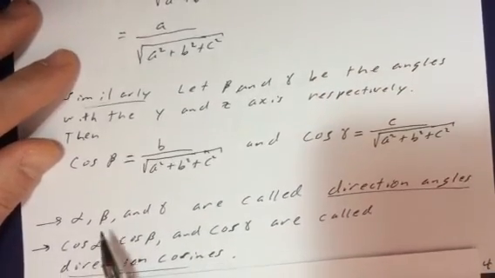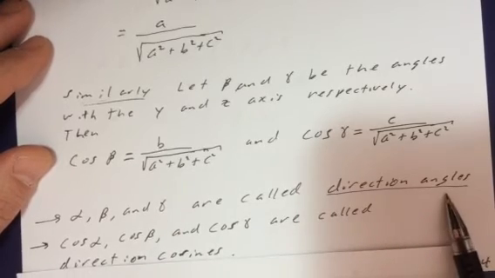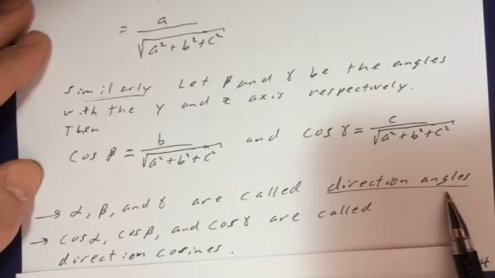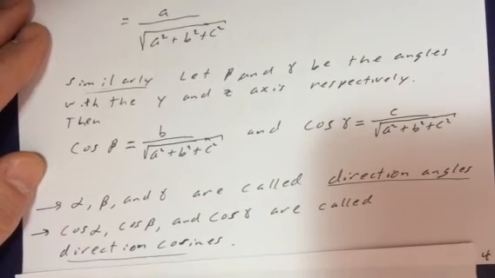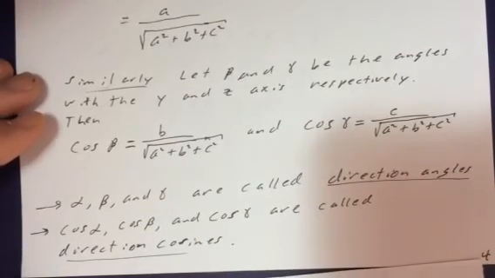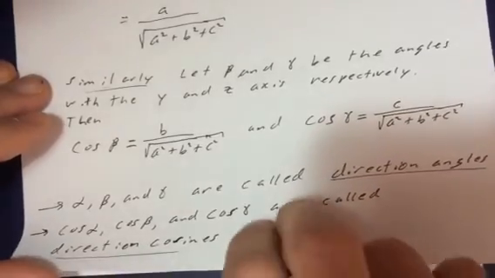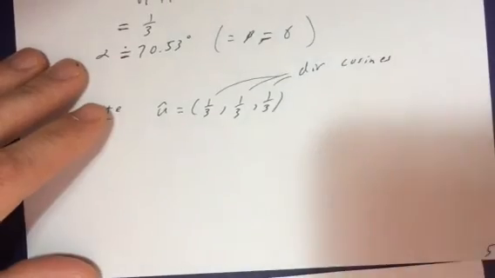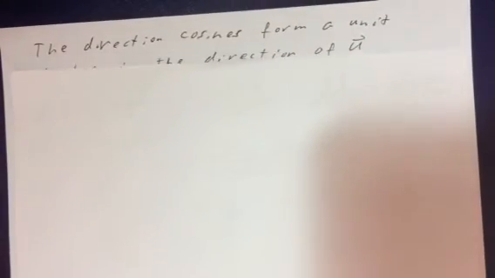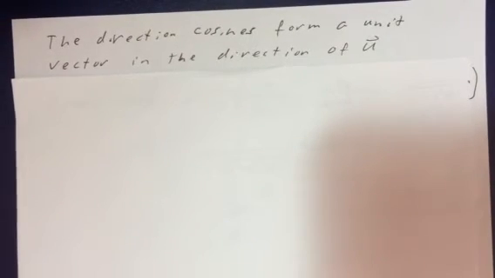Now, alpha, beta, and gamma are called the direction angles. So these have a name. And cos alpha, cos beta, and cos gamma are called the direction cosines. So the cosines of the angles are called the direction cosines. Interesting stuff about that is that the direction cosines form a unit vector in the direction of u.